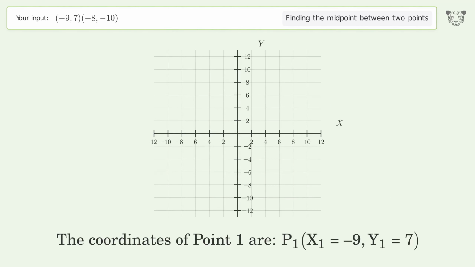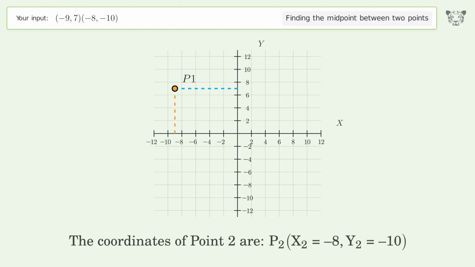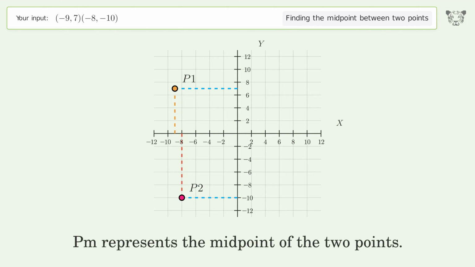The coordinates of point 1 are, x1 equals -9, y1 equals 7. The coordinates of point 2 are, x2 equals -8, y2 equals -10. PM represents the midpoint of the 2 points.